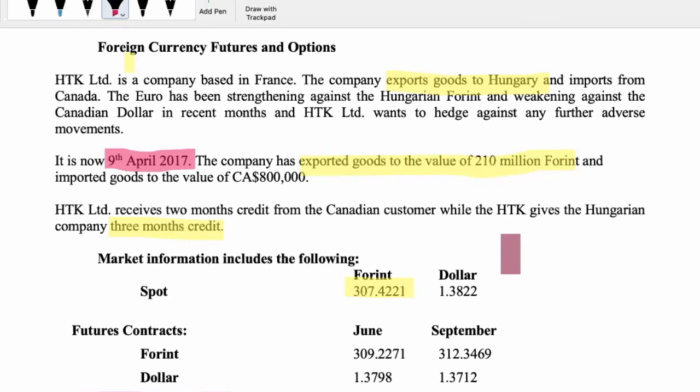June is too early, go on. Yeah, so it's April. We've given 3 months credit. It's highlighted in yellow. So the 9th of April to the 9th of May to the 9th of June is only 2 months.